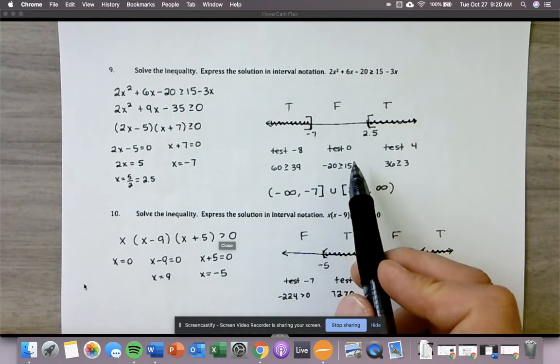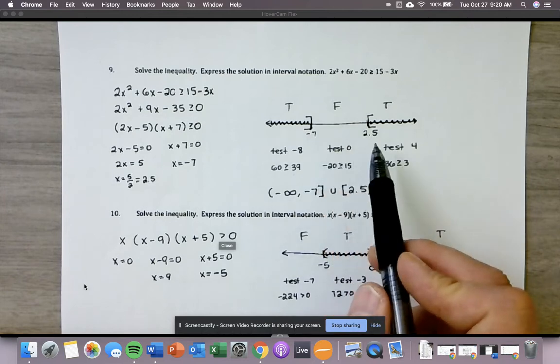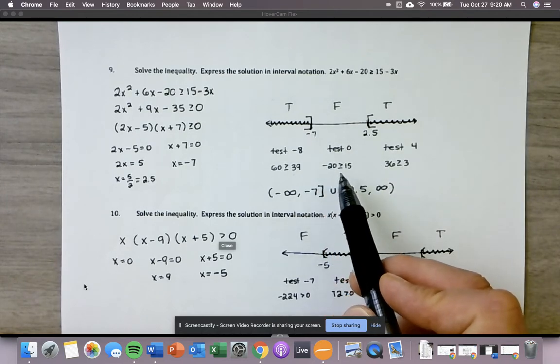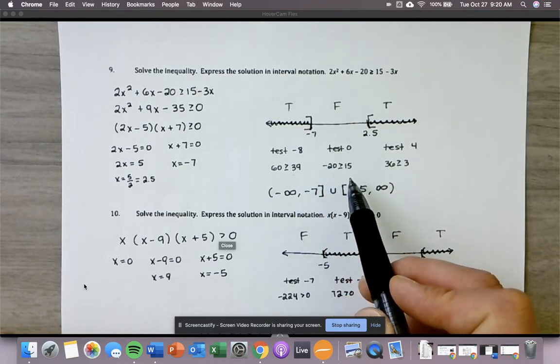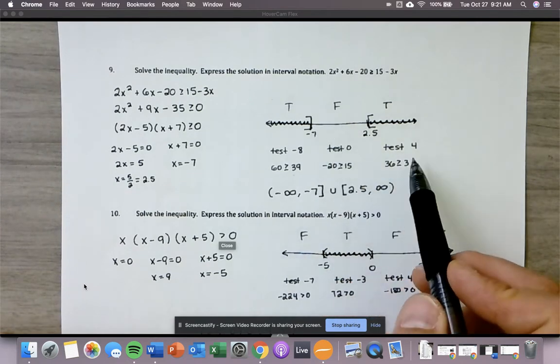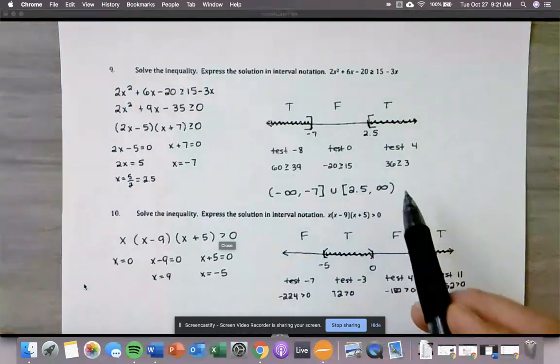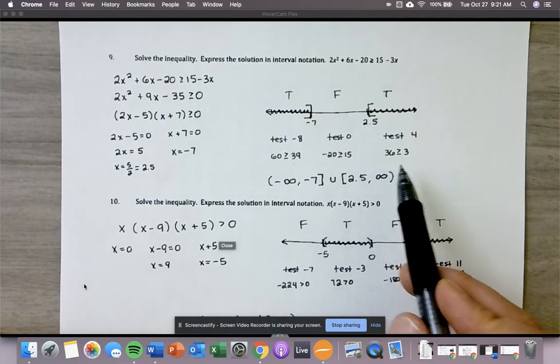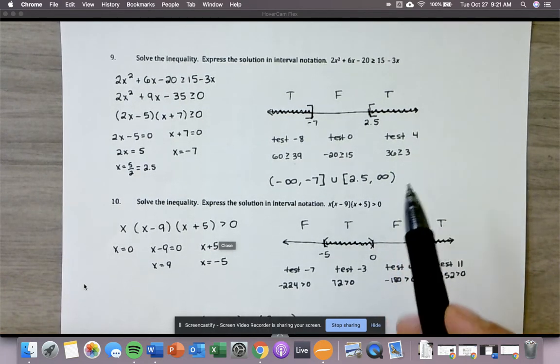We can test 0, because that's in between negative 7 and 2.5, and we get negative 20 is greater than or equal to 15, which is not true. That is false, right? And then we can test 4, because that's greater than 2.5, and we get 36 is greater than 3, which is true.